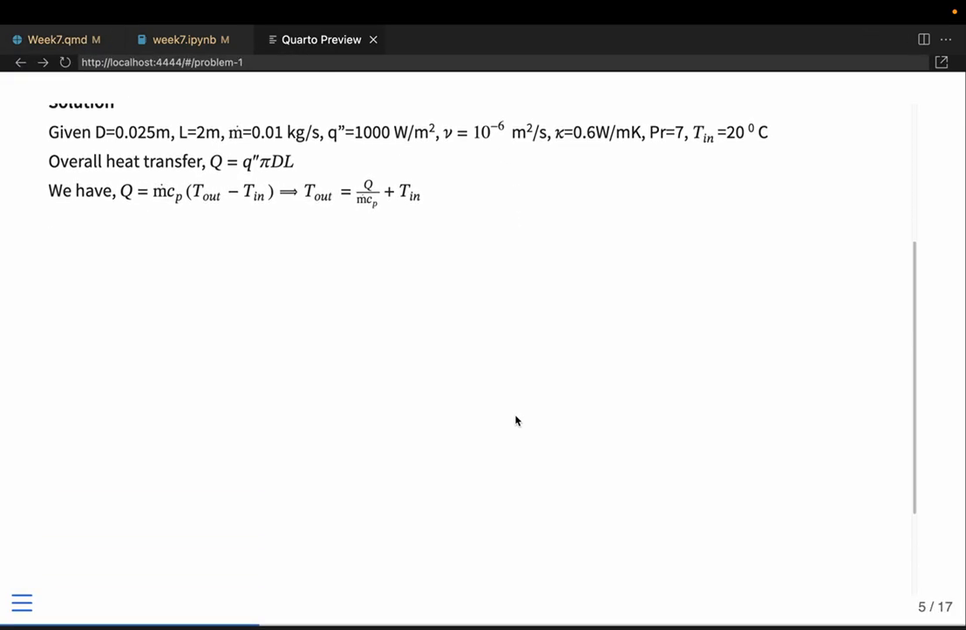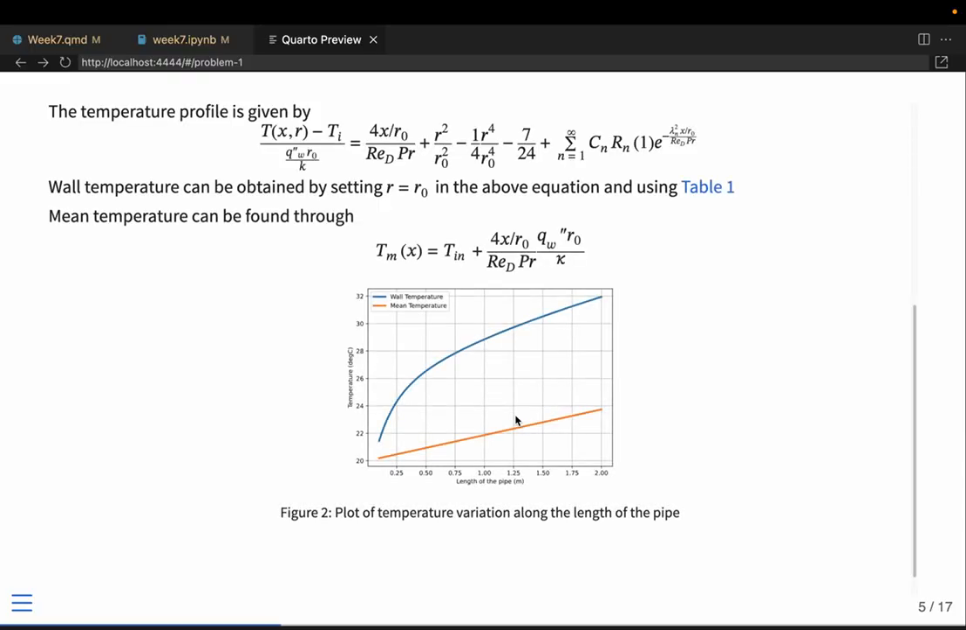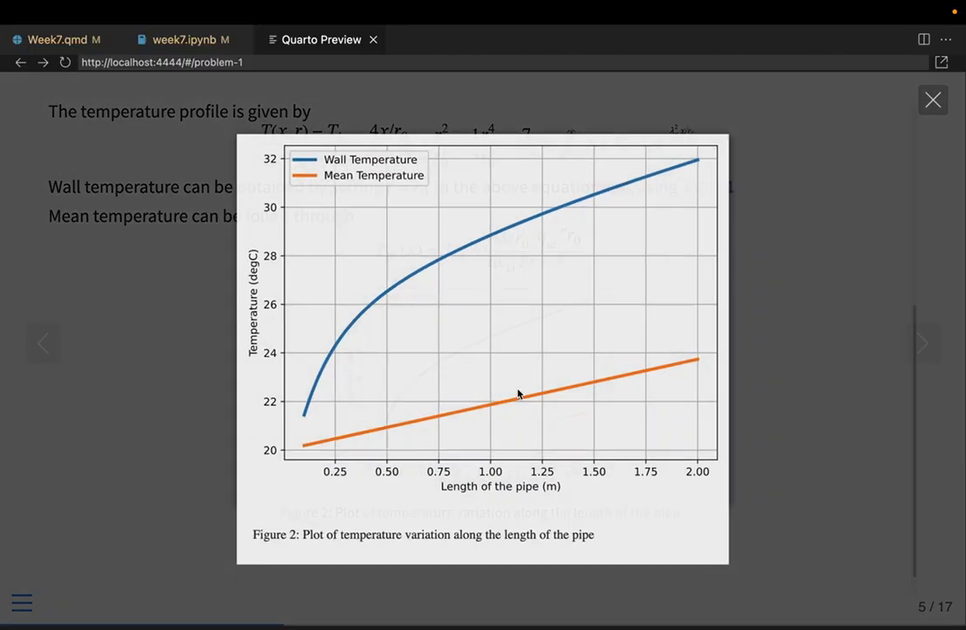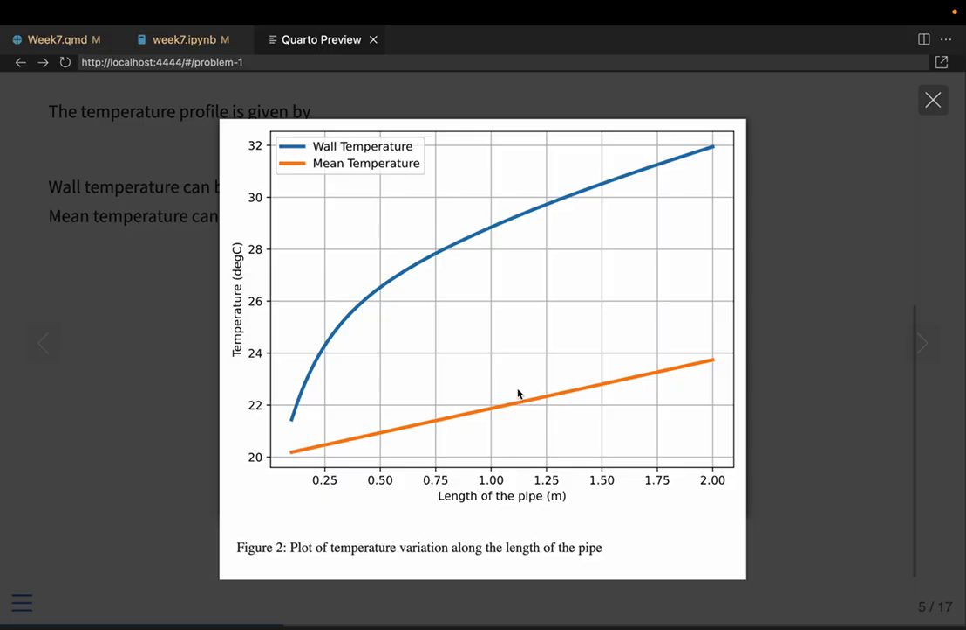Okay. There are some points I would like to draw your attention to here. The first one is, when we were deriving this particular equation, we assumed that the properties remain constant throughout the flow, or whatever length of the pipe. Here the length of the pipe is 2 meters, so throughout 2 meters the properties should remain constant. But here, the property values we are taking at the mean temperature, and the mean temperature is increasing linearly with respect to x.